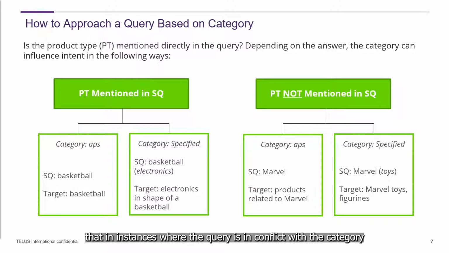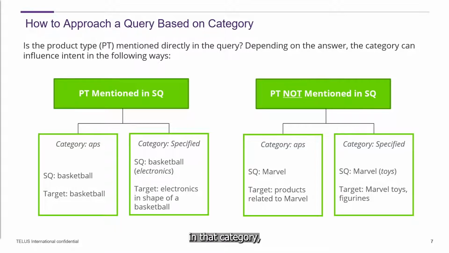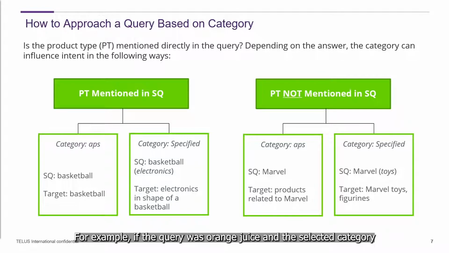Please note that in instances where the query is in conflict with the category and there is no reasonable interpretation for the query in that category, then it can be judged as if the category was APS or all product search. For example, if the query was orange juice and the selected category was electronics, you should just treat it as if the category was APS.